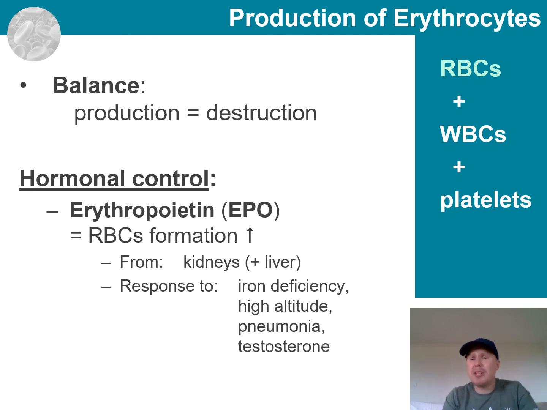Things that can cause these conditions would be iron deficiency, high altitude, lung problems, or amount of testosterone. Note that males have more testosterone and therefore more red blood cells. So, can we think of any event where this principle could be misused for some unfair advantage?